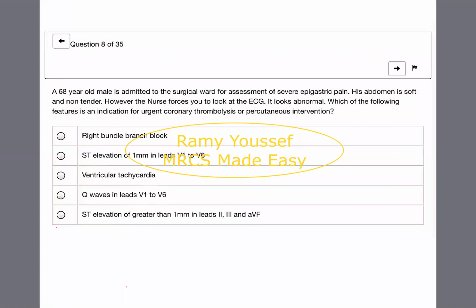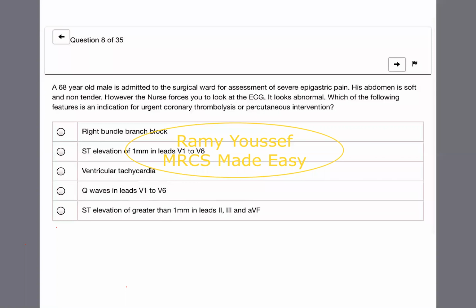A 68-year-old male is admitted to a surgical ward for assessment of severe epigastric pain. His abdomen is soft and non-tender. However, the nurse forces you to look at the ECG. It looks abnormal. Which of the following features is an indication for urgent coronary thrombolysis or percutaneous intervention? Right bundle branch block, ST elevation of 1 millimeter in leads V1 to V6, ventricular tachycardia, Q wave in leads V1 to V6, ST elevation of greater than 1 millimeter in leads 2, 3, and aVF. I'm going with STEMI, which is the last one: ST segment elevation of greater than 1 millimeter in leads 2, 3 and aVF, which is inferior MI. Exactly.